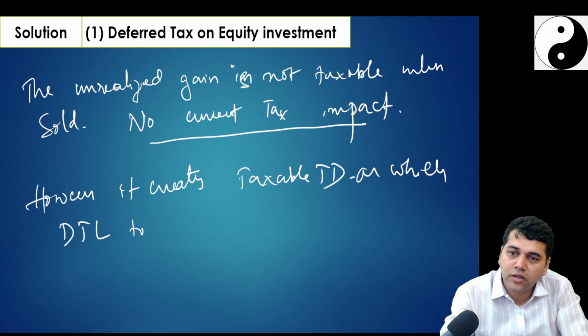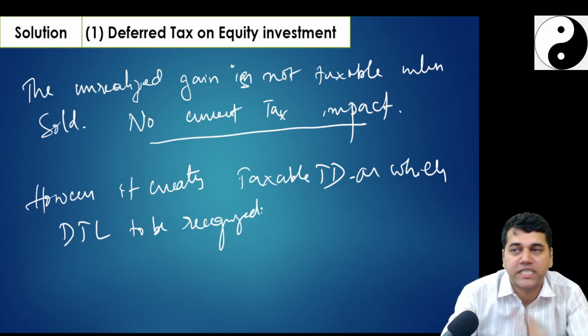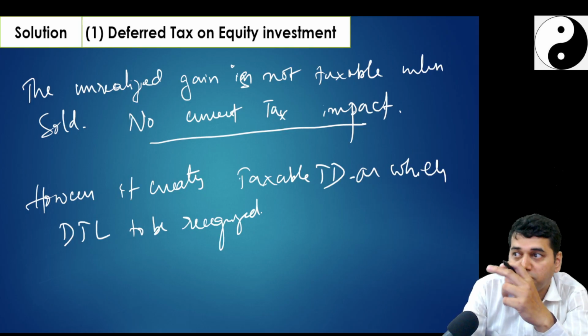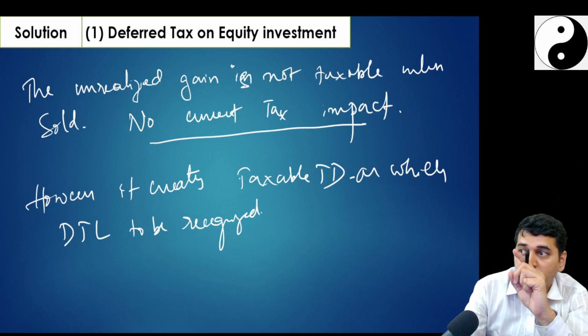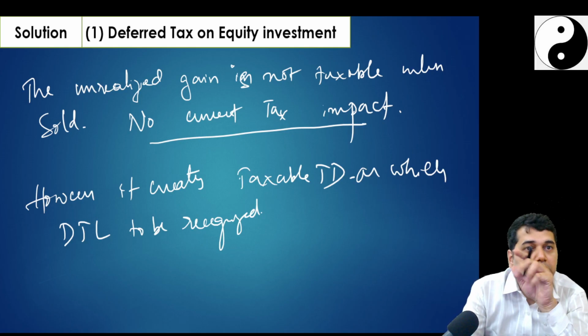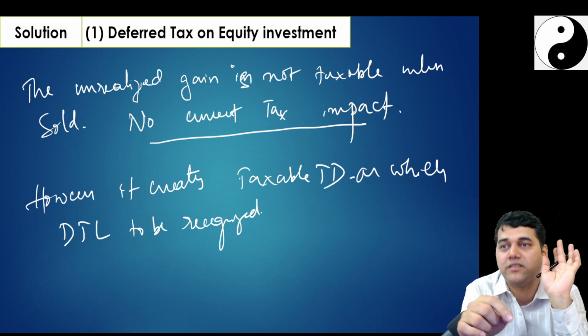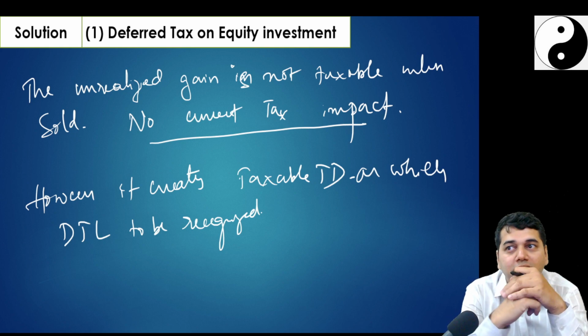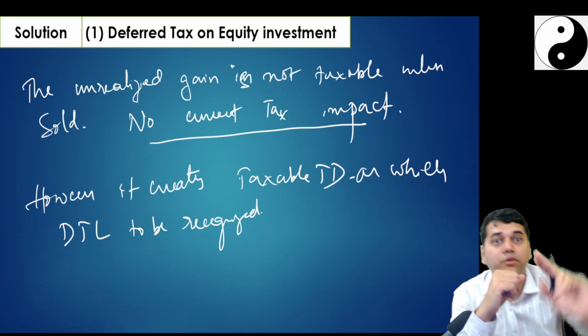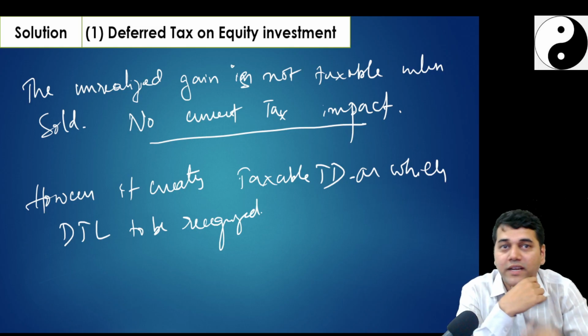Temporary difference on which DTL is to be recognized. You explain that when the fair valuation of that equity investment was increased to 2,40,000, there is no current tax impact, because definitely in the income tax computation statement they must have deducted this as it is unrealized. But this is a temporary difference. Why? Because the day you sell, you have to pay tax on it. So deferred tax is going to come.